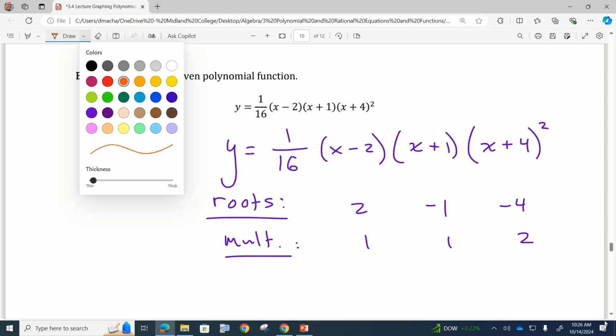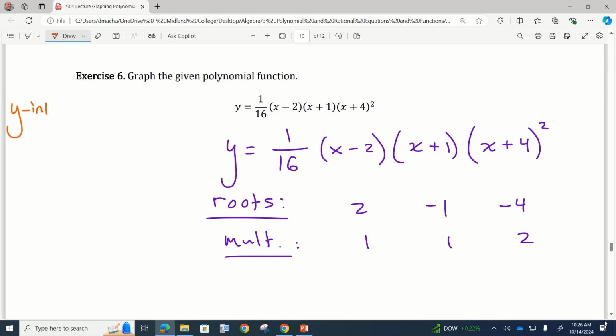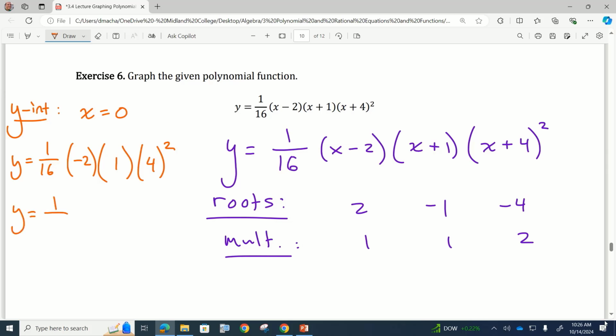If it's in factored form, then the y-intercept is a little bit harder to find. The y-intercept is if I plug in x equals 0, and that's going to be 1 over 16 times 0 minus 2 times 0 plus 1 times 0 plus 4 squared. So this is 1 over 16 times negative 2 times 16. Very good. So the y-intercept will be at -2.